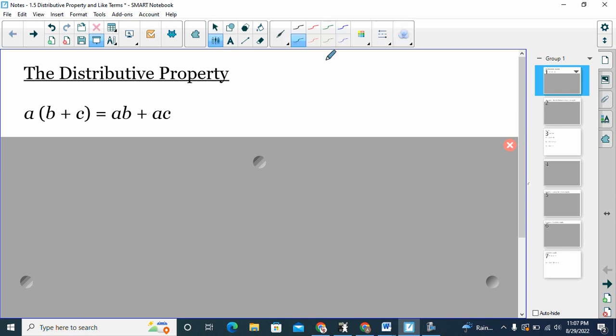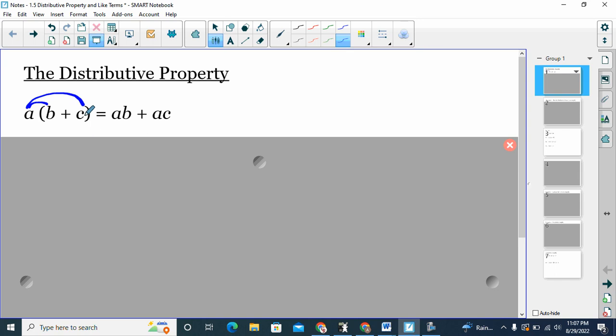First of all, if I have a number or a variable or something out in front of a parentheses, that's a good indication that we're going to be using this property, the distributive property. What we're going to do is take the thing that's out front and multiply it by this one. So A times B. And then we take that same thing and multiply it by the next one.